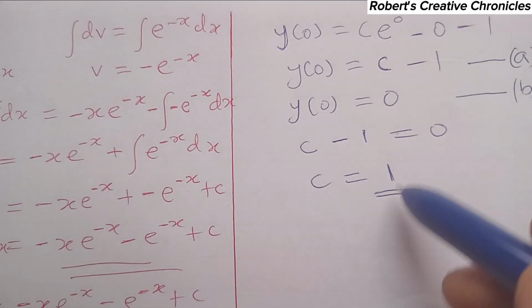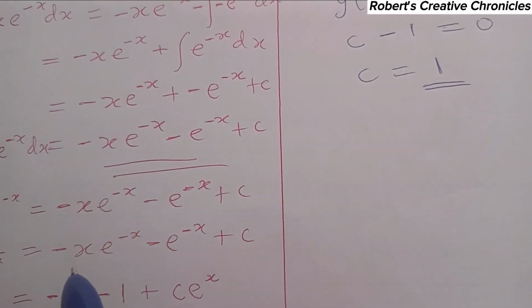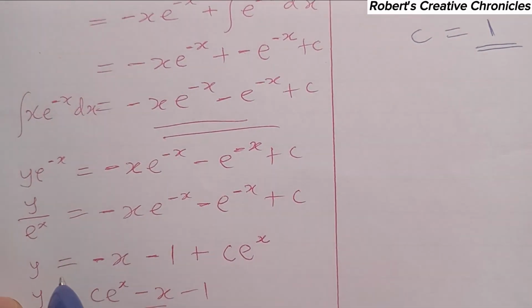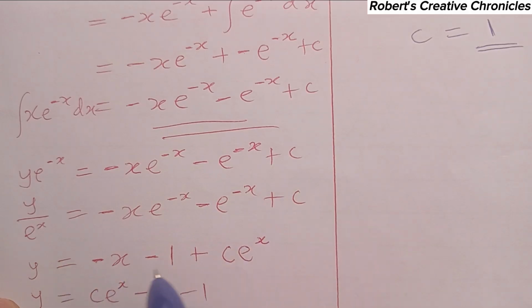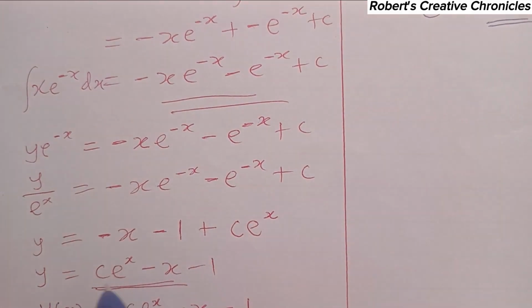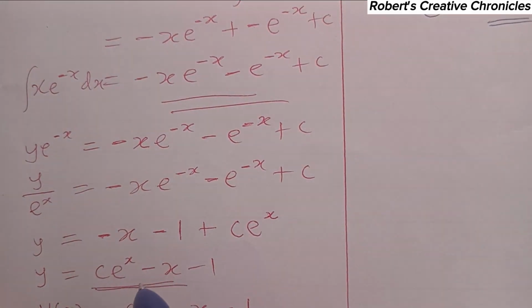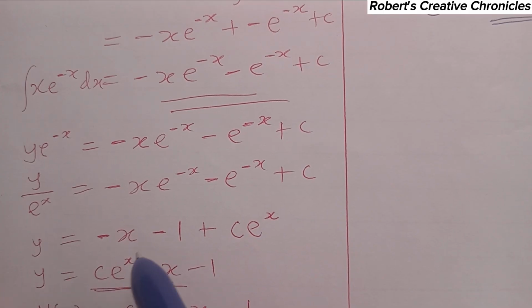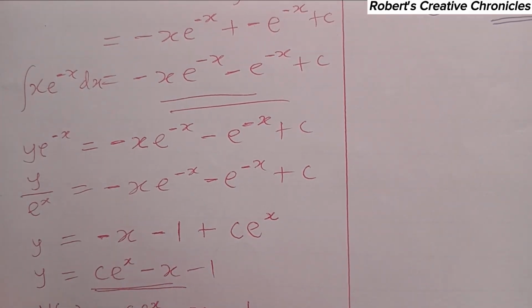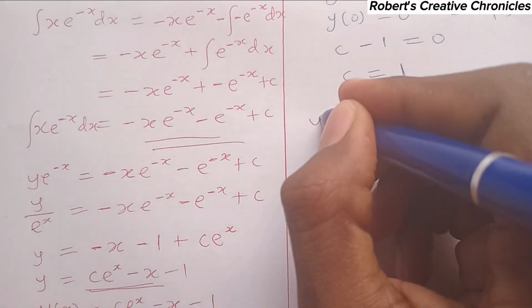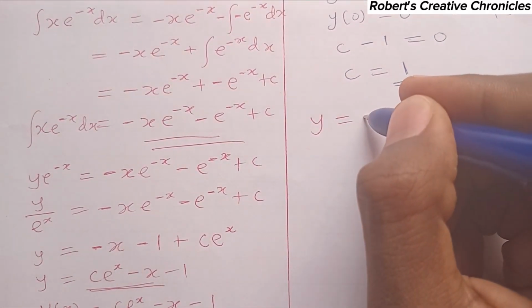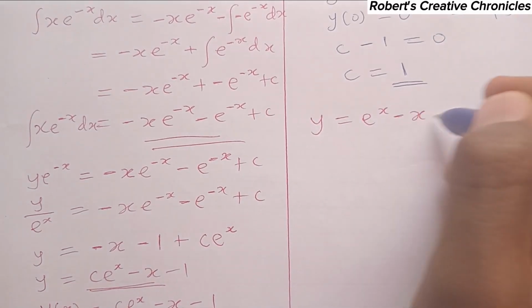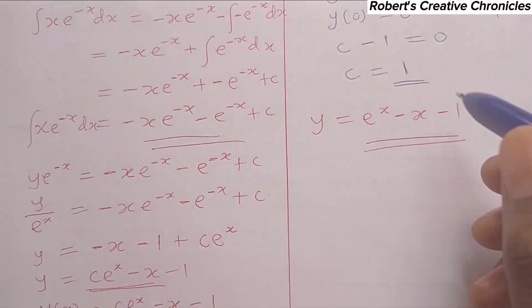So now we can substitute this C back into the original equation. Here C will be 1. So it will be y is equal to C e^x minus x minus 1, and this C here will turn to 1. So y will be equal to e^x minus x minus 1. So this is the final answer.